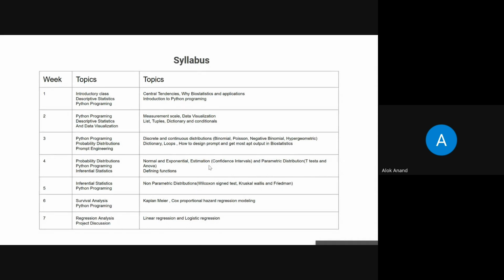Other than that, we'll be looking at the exponential distribution as well. Then we're looking at estimation and parametric distributions. So the t-test, sorry for the typo, and the ANOVA.